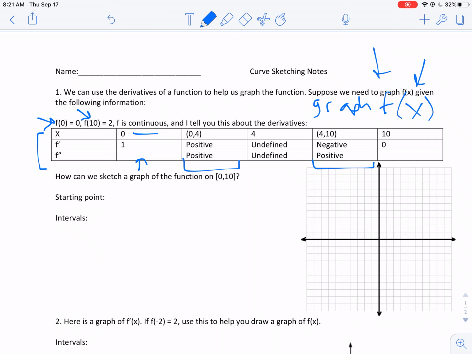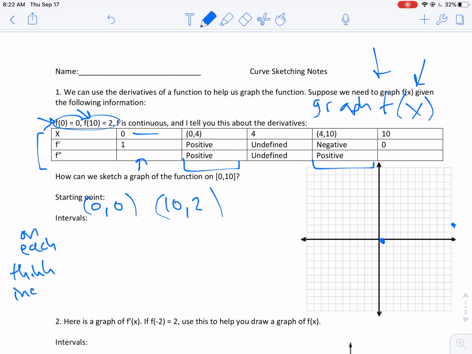Okay, so let's see what we have. The way we're going to do this is by having some starting points. We have 0, 0, and then we have 10, comma 2. So I'm just going to begin by graphing those there and there. And then I'm going to break it into intervals. On each interval, I'm going to think mostly about increasing versus decreasing, and then concave up versus concave down.